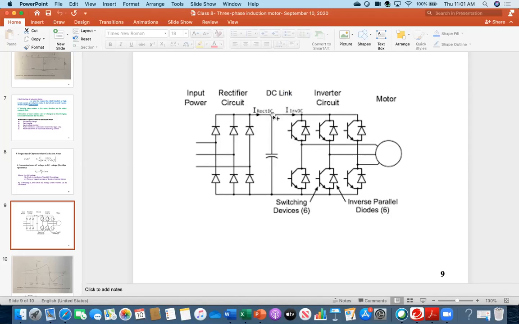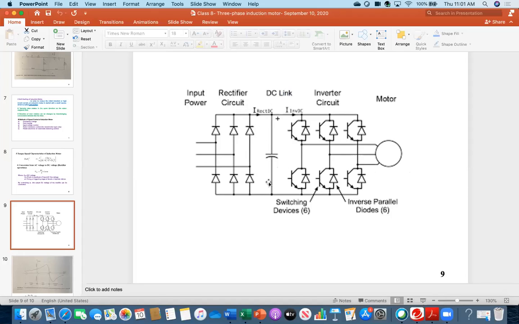That's why you need a capacitor. And this capacitor is called the DC link capacitor. See this term, DC link capacitor. So then you will get a smooth DC, but then your motor is a three-phase AC system. Definitely you need AC voltage here.